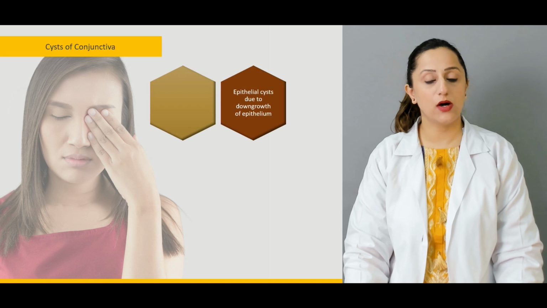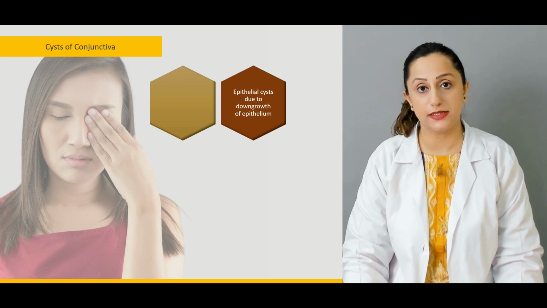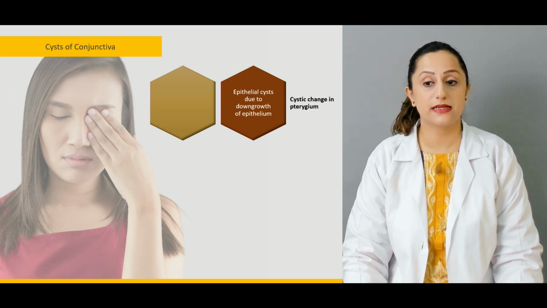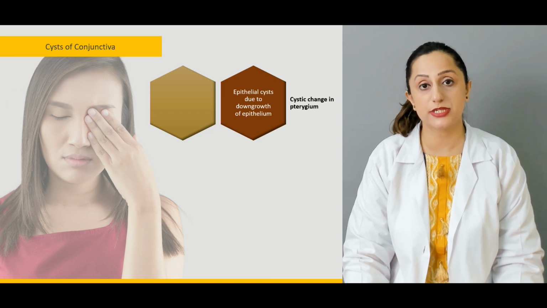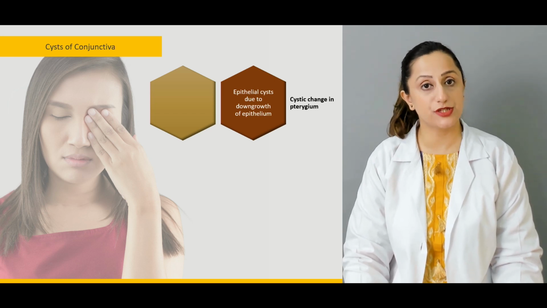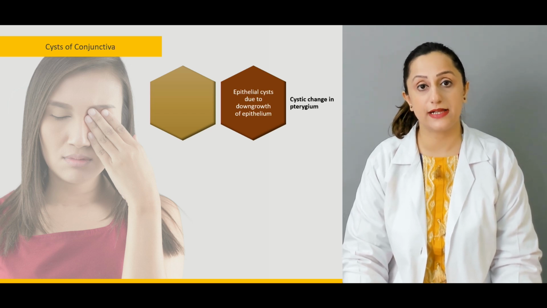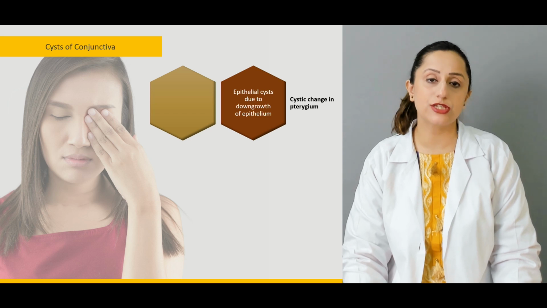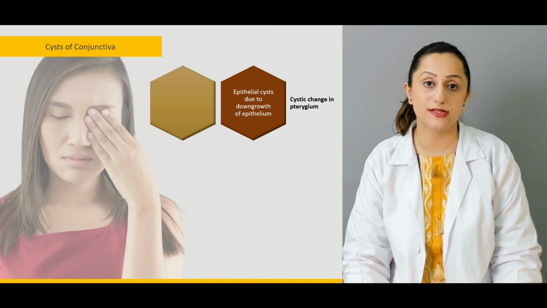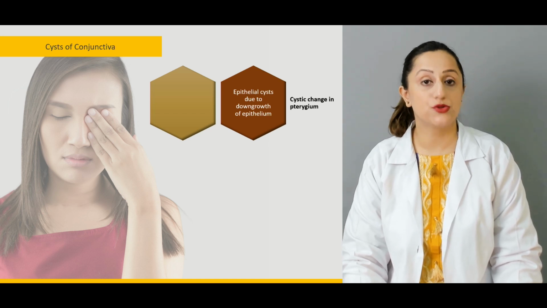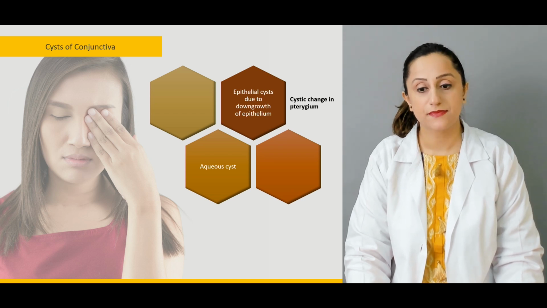Now, on the other hand, epithelial cysts occur due to the downgrowth of the epithelium. This can be a cystic change in the pterygium itself. So any surgical procedure to remove this pterygium, as well as cystic change in the pterygium itself, can lead to the development of epithelial cysts. So it can be one of the complications that arise in patients who are suffering from a pterygeal membrane on their cornea or on their conjunctiva.